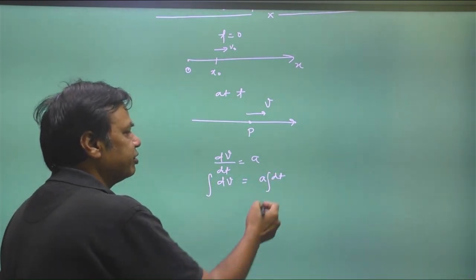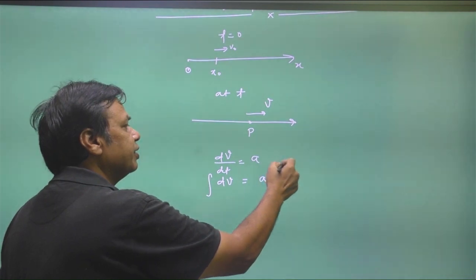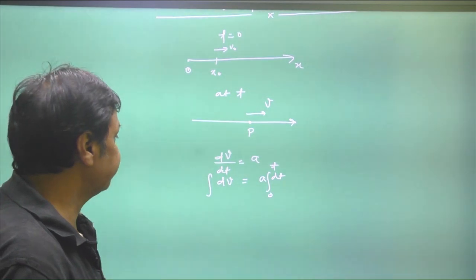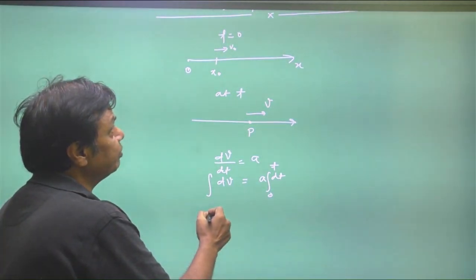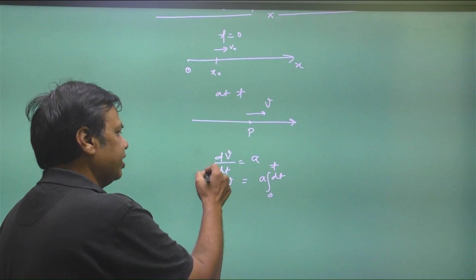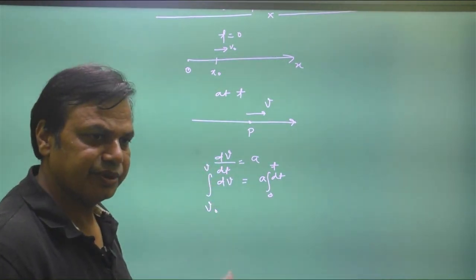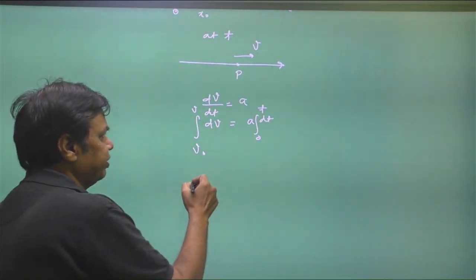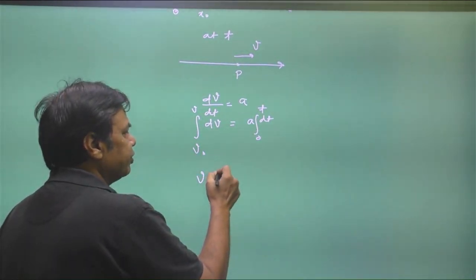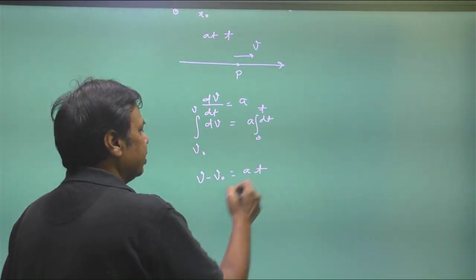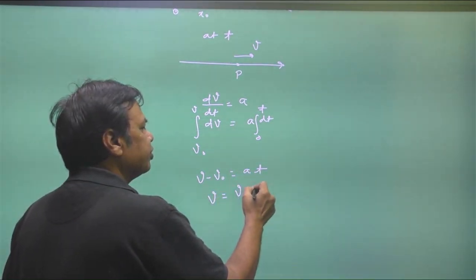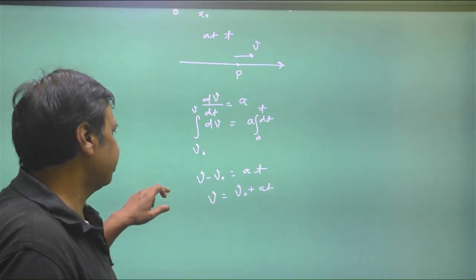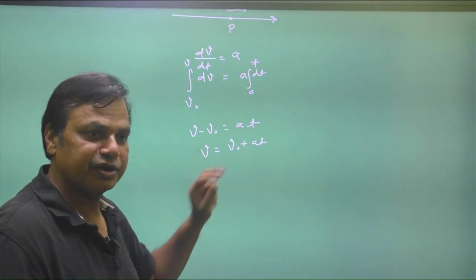Take your limits. Time starts from 0 and t is any arbitrary moment in between the motion, and initial velocity is v0, and at any time t the velocity becomes v. You can solve it to find v minus v0 equals at, and that gives you the equation v equals v0 plus at. And in this there are two variables. One is velocity and another is time.